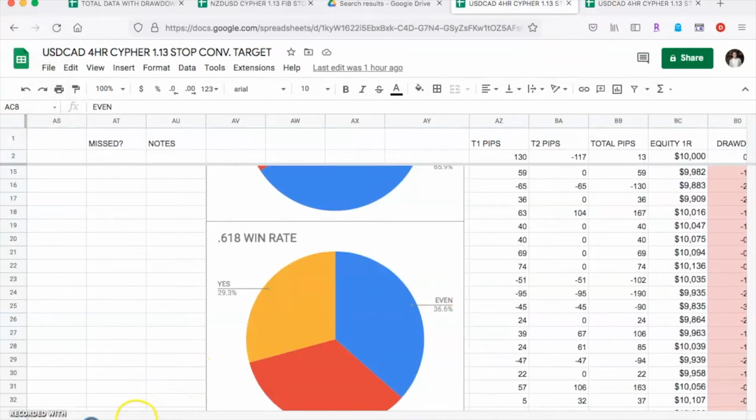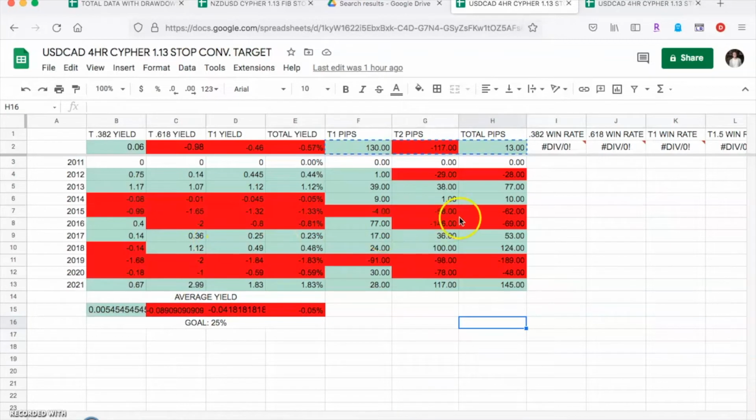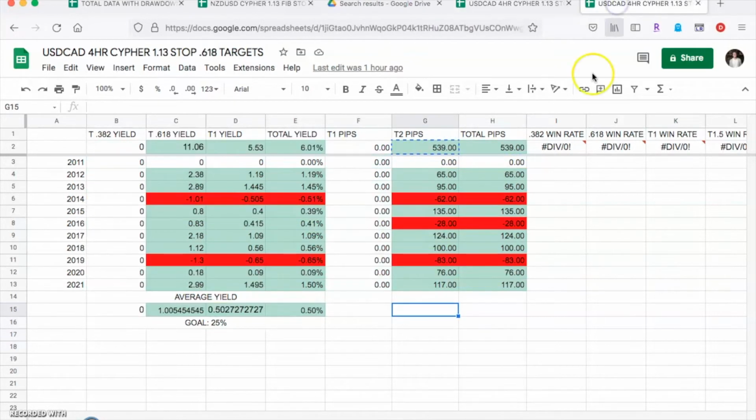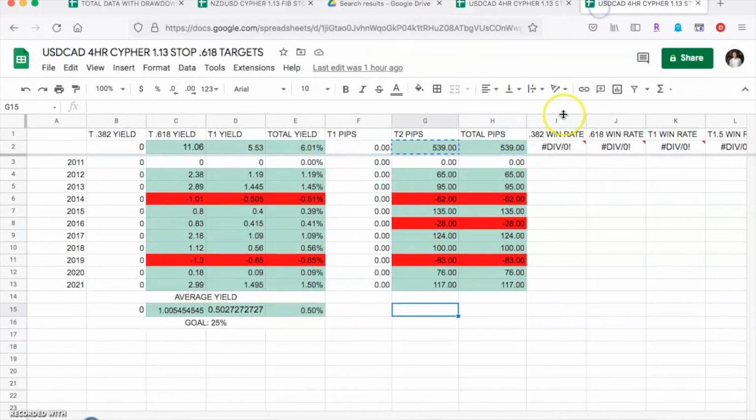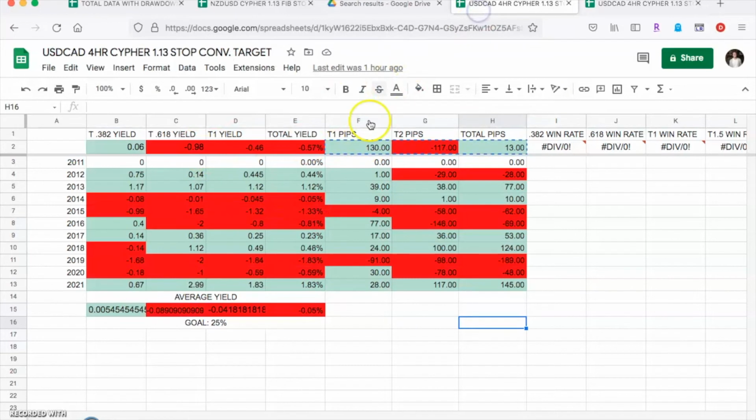Instead of coming out with the 13 pips for the 10 years, with half the years being negative, you can see over the 10 years, the ones in red were unprofitable. With a straight up 618 target, we reduced our unprofitable years by 2. So we had 7 out of 10 years profitable, for 70% profitable years. And we increased our pips from 13 to 539, which is much better than it was before. We had 11% yield versus the negative yield for the conventional targets.